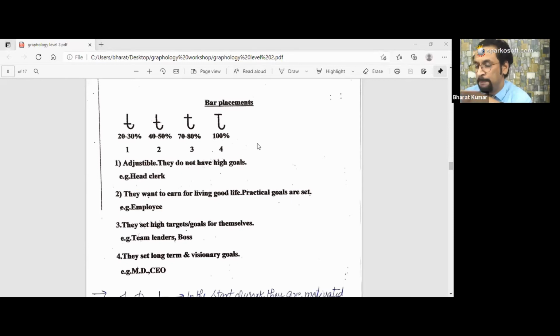Now, so check the position of bar inside a T. So this time we are not going to consider the stem. We are going to consider the bar. Now different kinds of bars, different kinds of vertical points, stems will give you different results here. Now, next. So if the bar is very low, they are adjustable. They do not have high goals in life. Meaning they will be like head color. They will be happy. Okay, they achieved some.